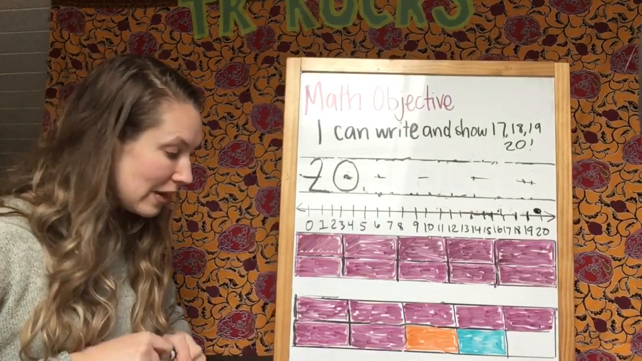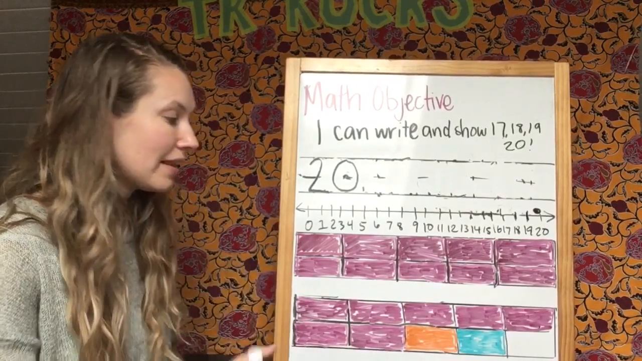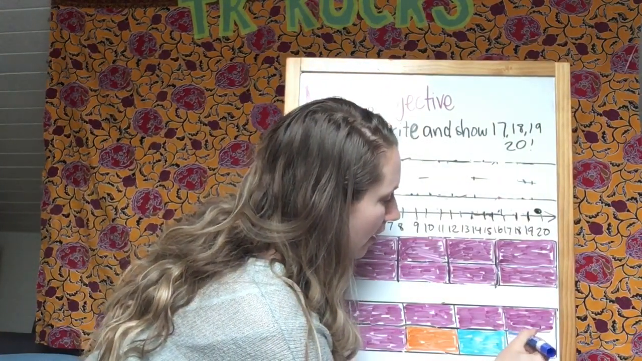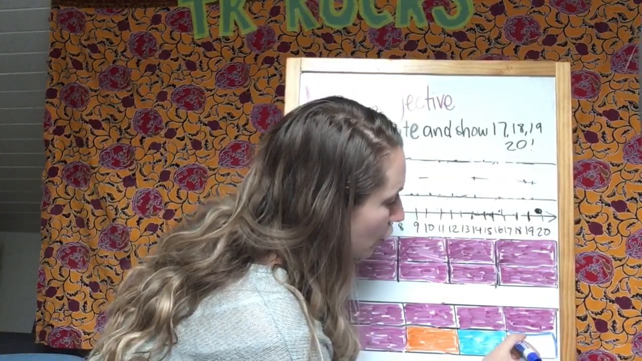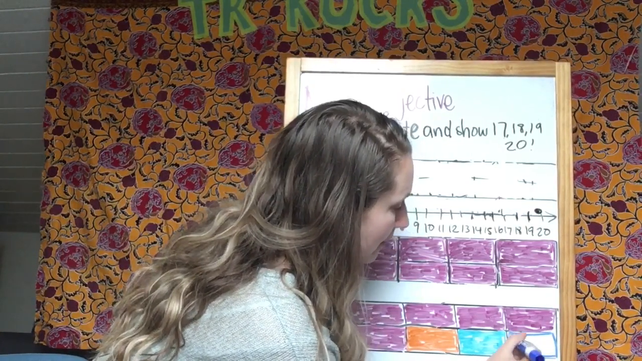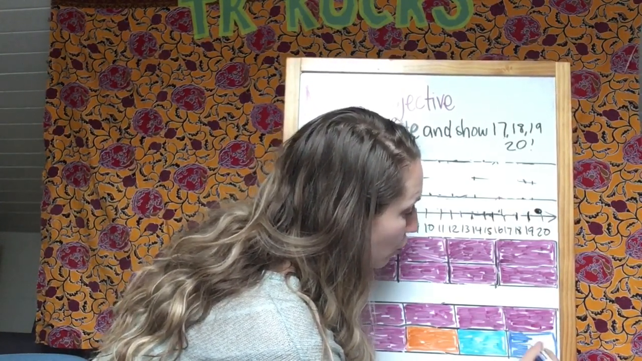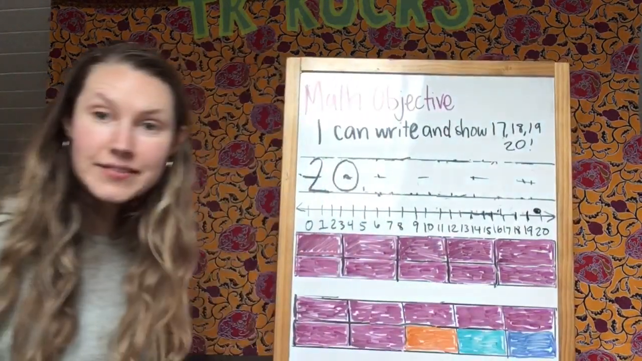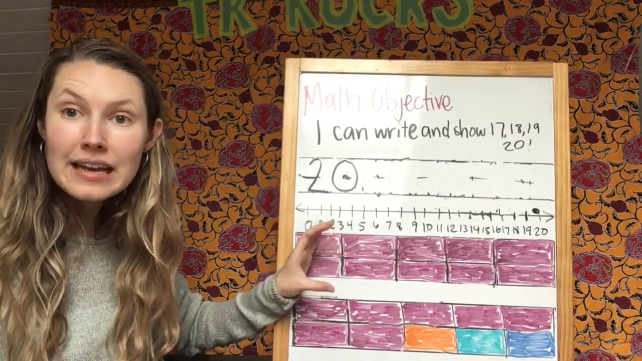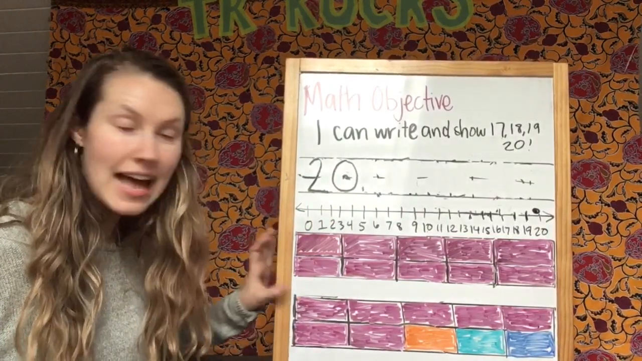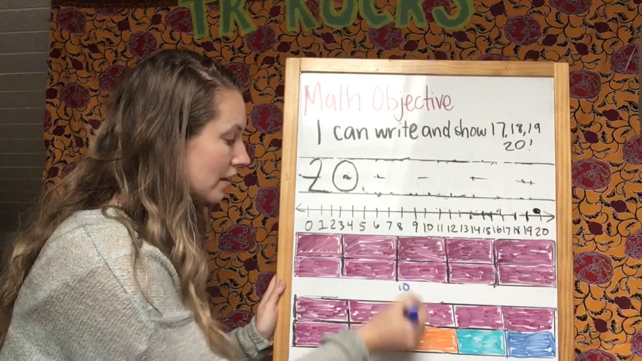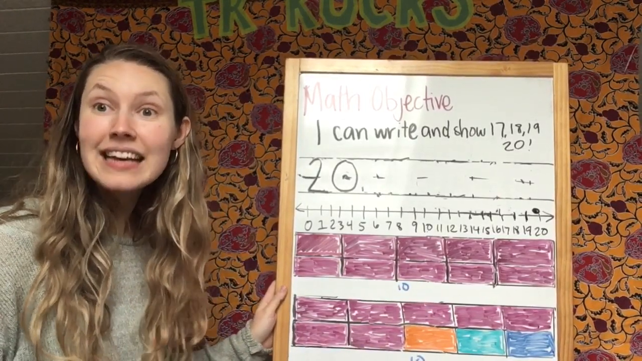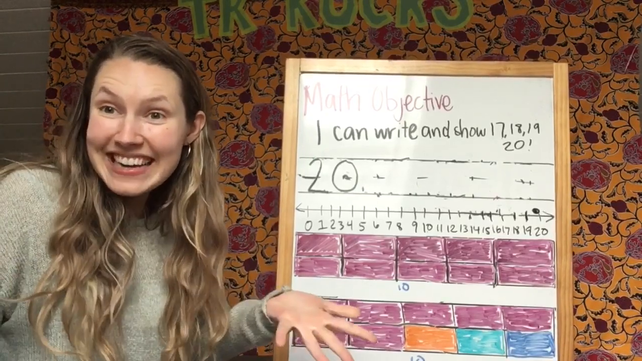Now, we only have one frame left to fill in. So when I fill in this frame here, we now have 2 full 10 frames, which means that 20 is equal to 2 groups of 10. We can show 20 by having 2 groups of 10. 10 here and 10 here. That means that 10 plus 10 equals 20.